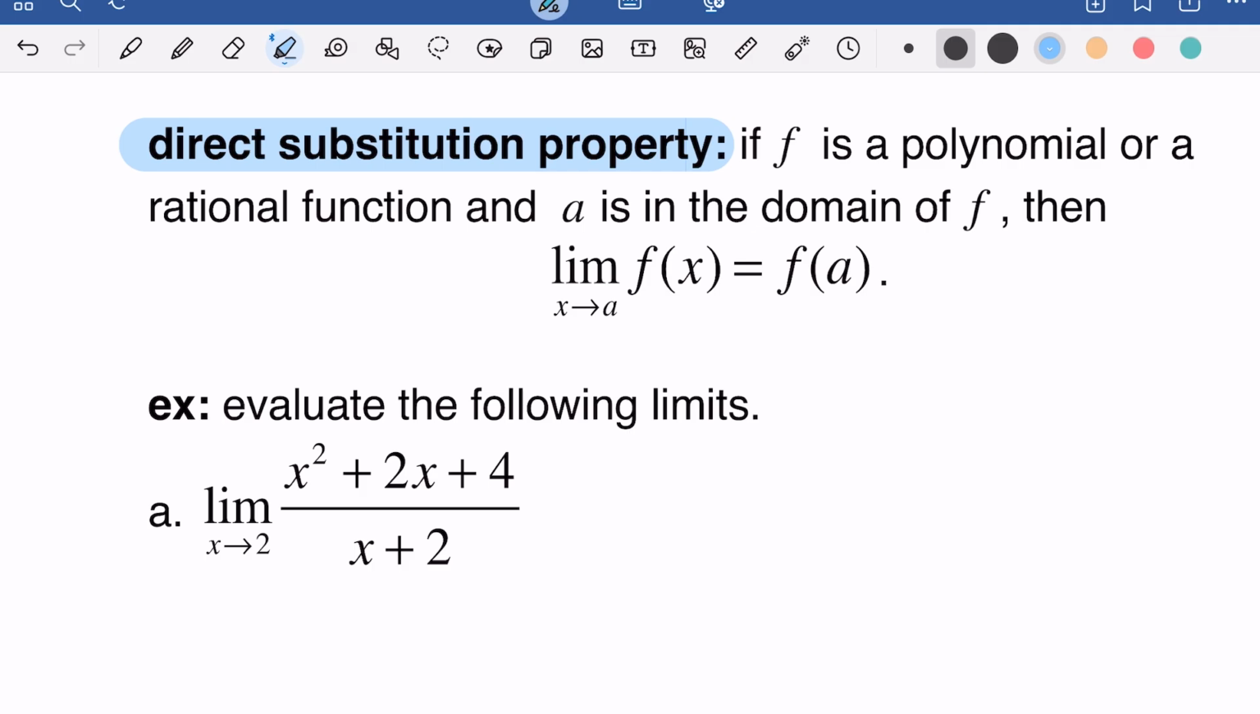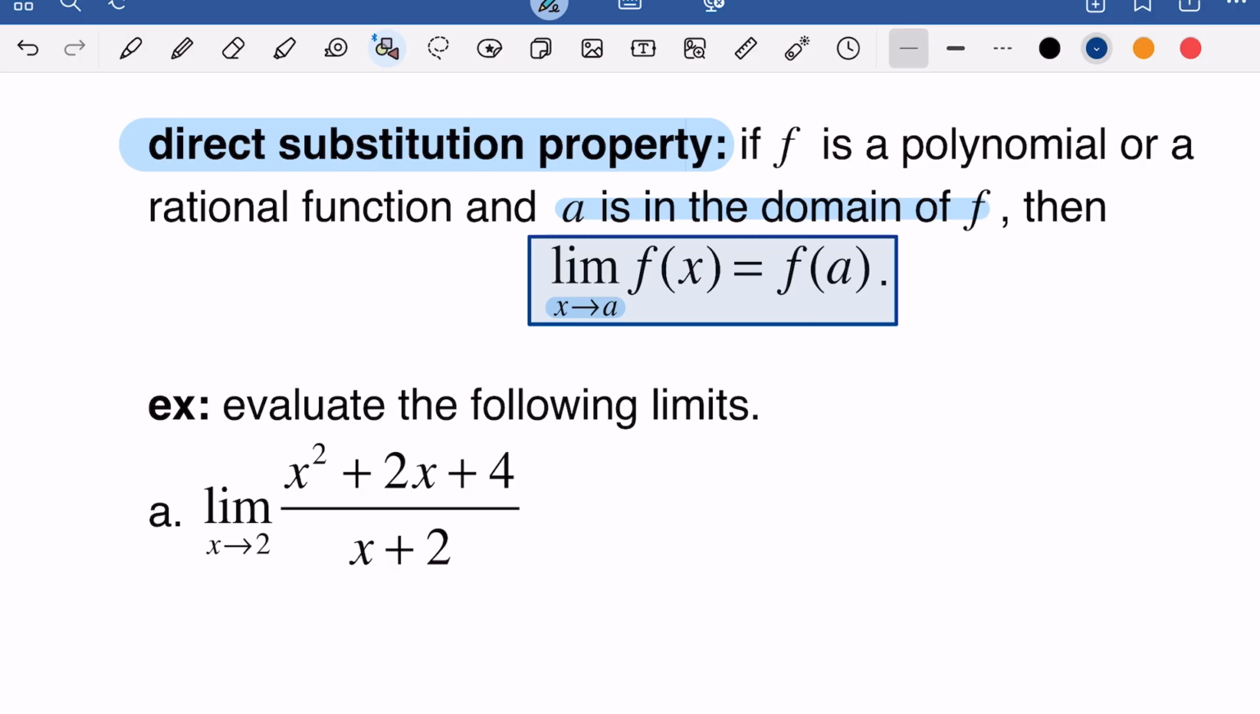The key here is looking closely at the limit as x approaches a. If a is in the domain of f, then all you have to do is plug a into the function, and that will give you the limit as x approaches a of the function. Let's give it a try.